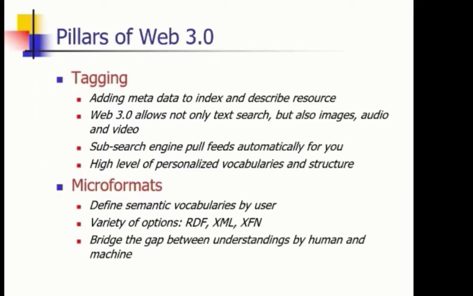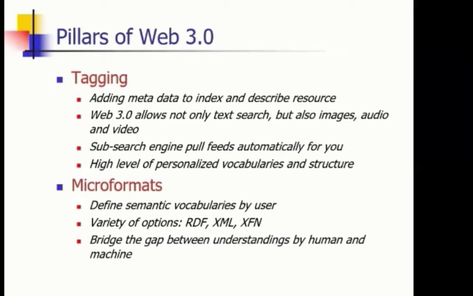What does tagging include? It includes the metadata, indexing, and also describing the resources. Means the metadata and its linkage, its indexing is improved in this web. It also allows us to search the text, and not only the text but also other data such as images, audio, and video. Even heavy data can be searched with this web.